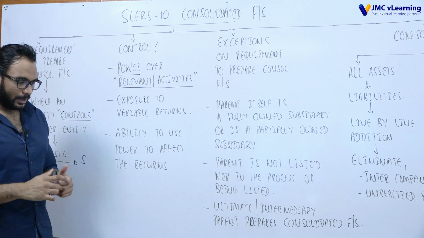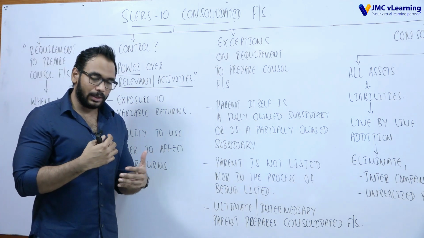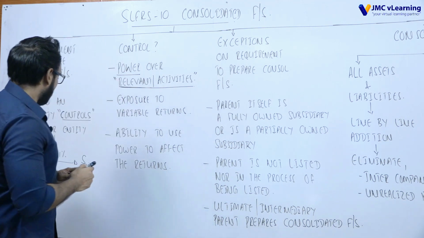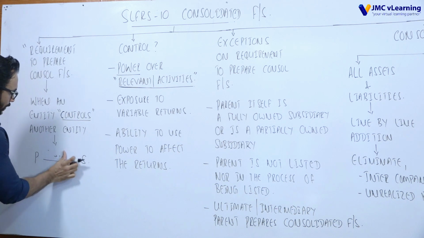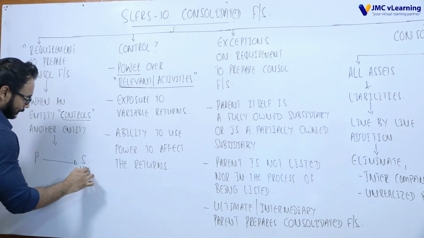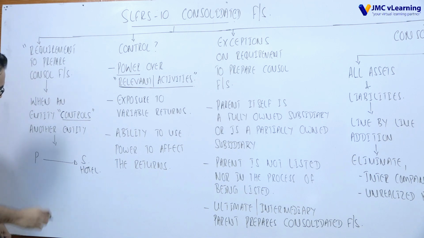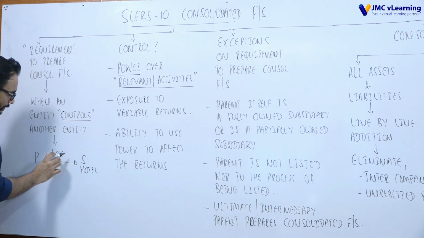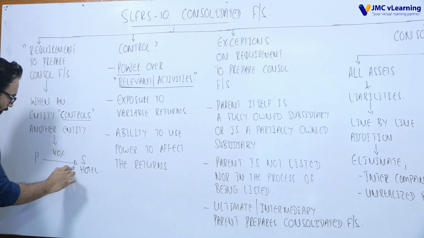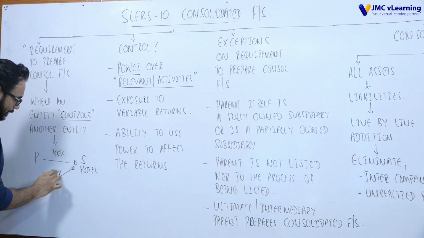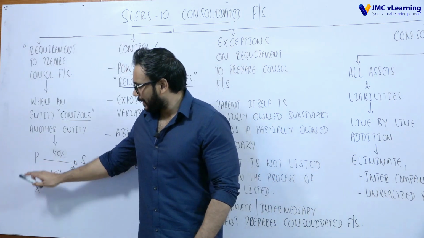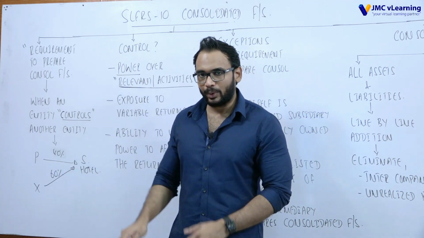Now imagine a hotel operation, right? Say this S is a hotel. P acquires 40% in it, and another party acquires 60% in it. Now P, let's say, is a veteran, P is very experienced, P is running multiple other hotels.